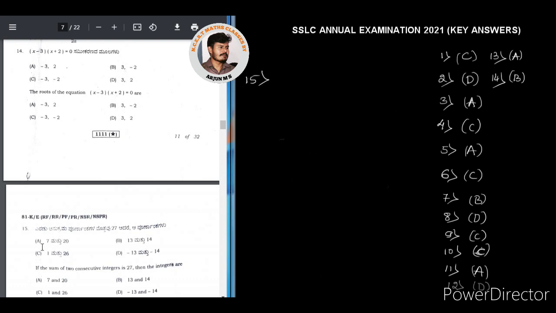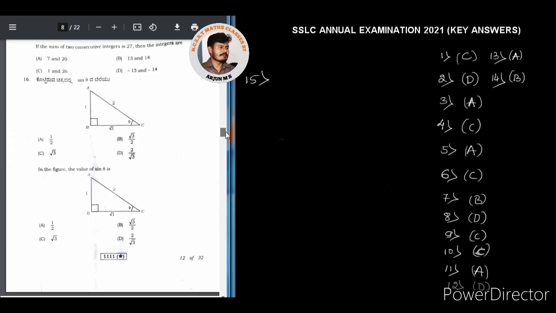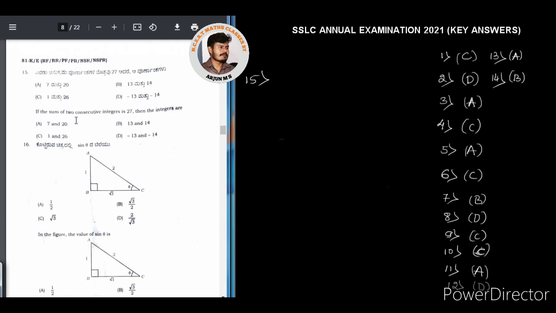15th question, you just observe that question. The sum of two consecutive integers is 27, then the integers are. So consecutive integers means those two integers are continuous integers. Suppose you consider third integer, then it should be fourth integer, right?